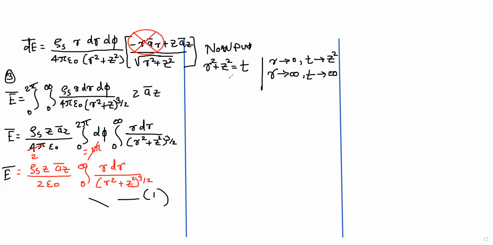On the other hand, I want the substitution for this r dr. So just to find that, let us differentiate this with respect to t. Then if we differentiate it, what will we get? 2r dr equals dt.